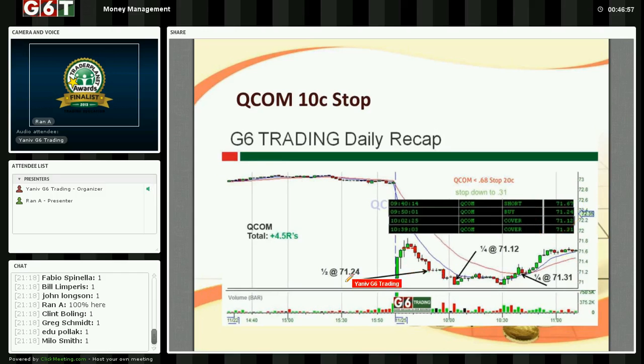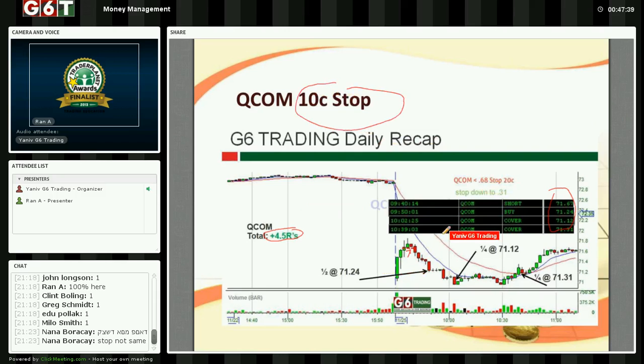But this slide, can you tell me what changed dramatically? Why do we see 4.5 R? We have the same exits and exactly the same entry. What is seen, guys? Why do we have double the R, but we basically get the same exits? Yes, Nana, you're absolutely right. Yeah, exactly. The stop is not the same.